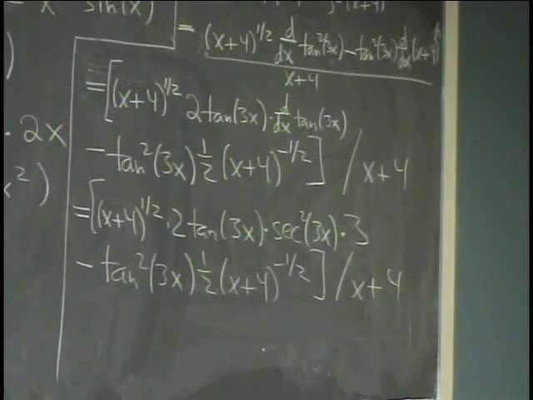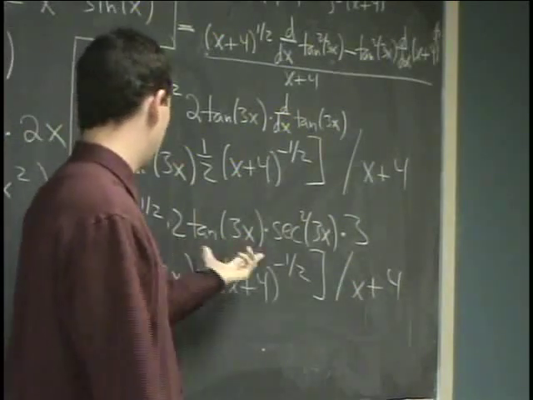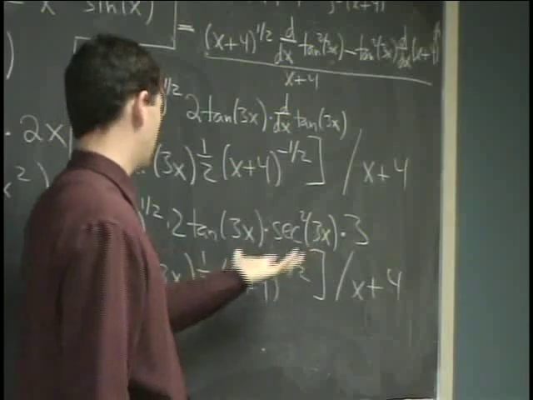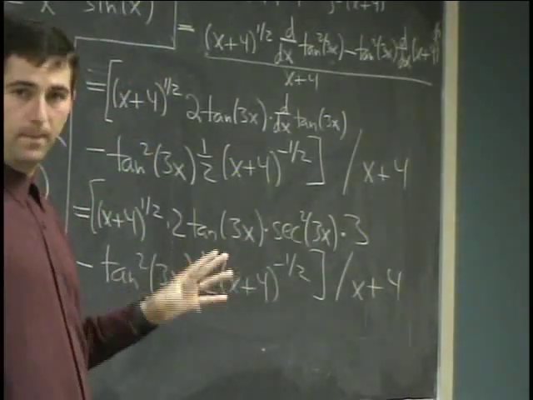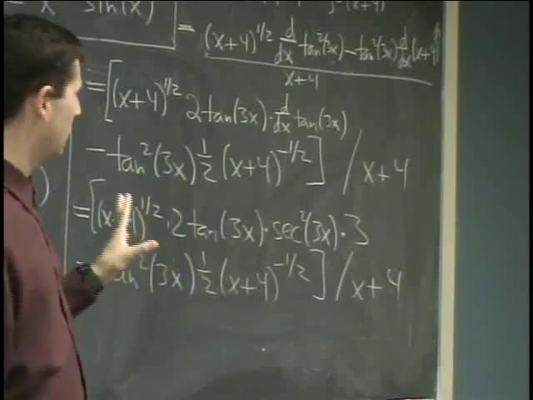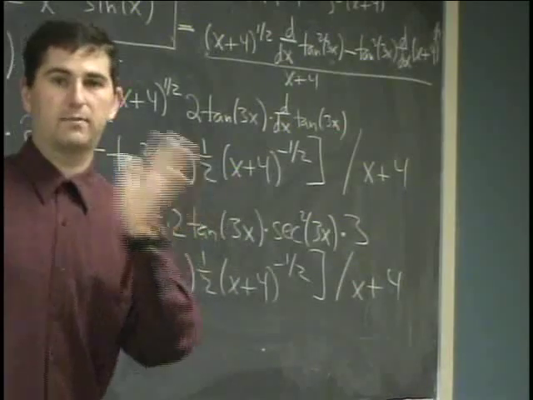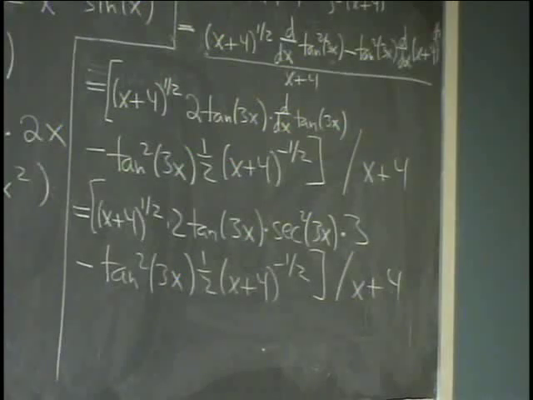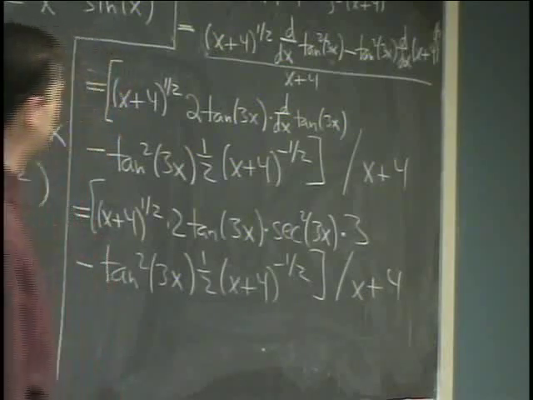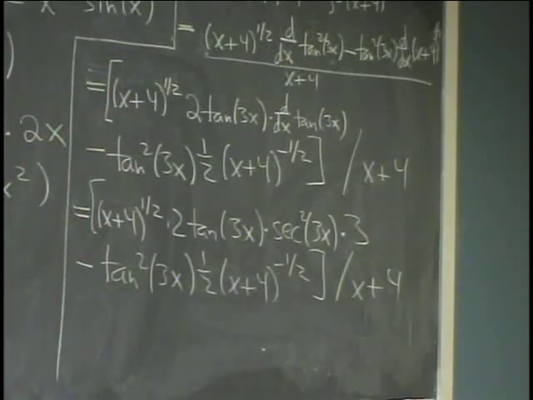Okay, now there's a little bit of simplification I could do, right? There's maybe some factoring going on here. I could factor out an x plus 4 to the minus 1 half out of this. Would make this look a little bit nicer. But that's algebra again, not calculus. So I'd leave that to you to have fun with. Questions? It's really not that bad, is it? You just follow the rules. Sometimes you have to kind of peel them away, but you do it.